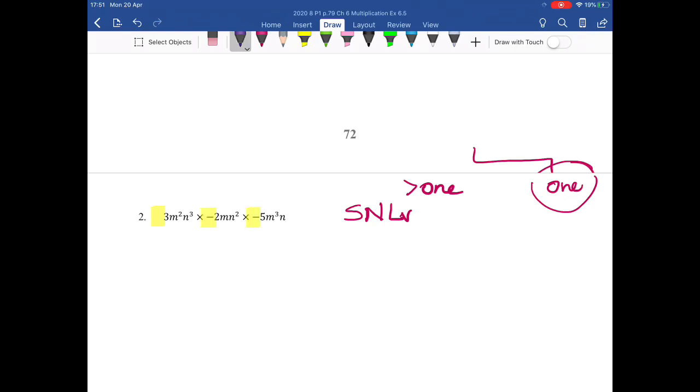And remember, a negative multiplied by a negative gave us a positive. So we know the result here is going to be positive. I've done my signs. Now I'm going to look at my numbers. I've got 3 times 2 times 5. So 3 2s are 6, 6 5s are 30. So now I have 30.